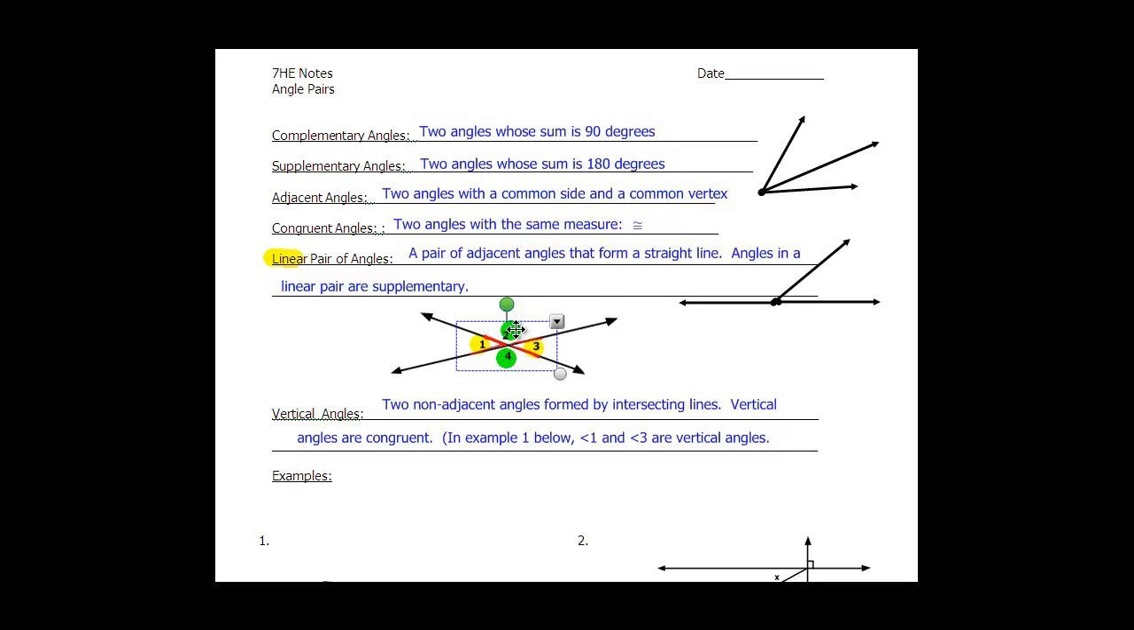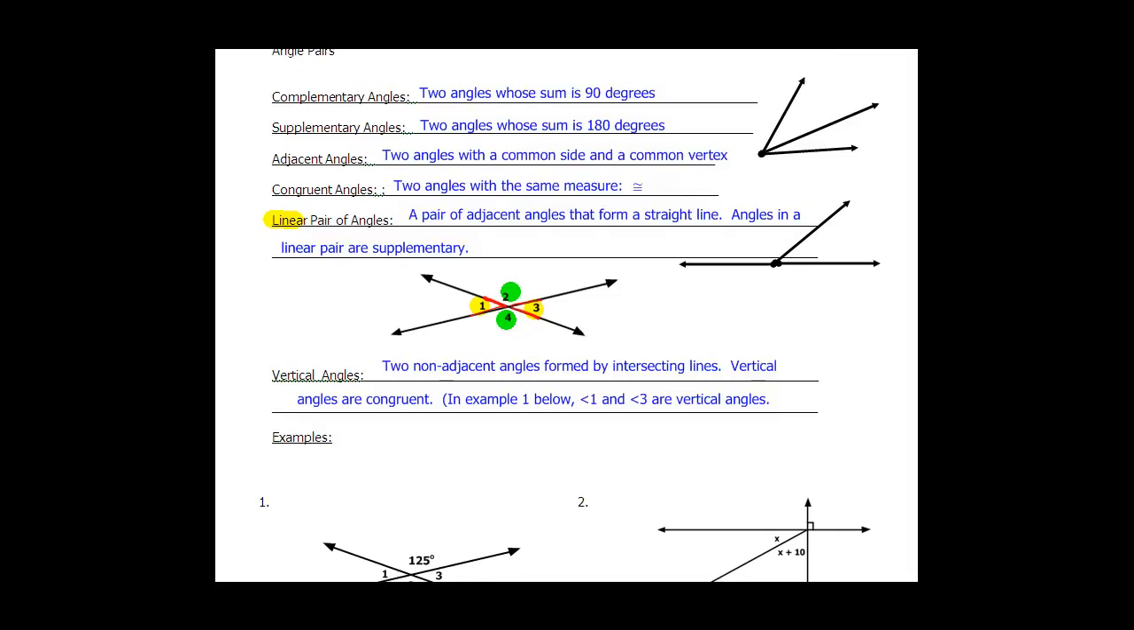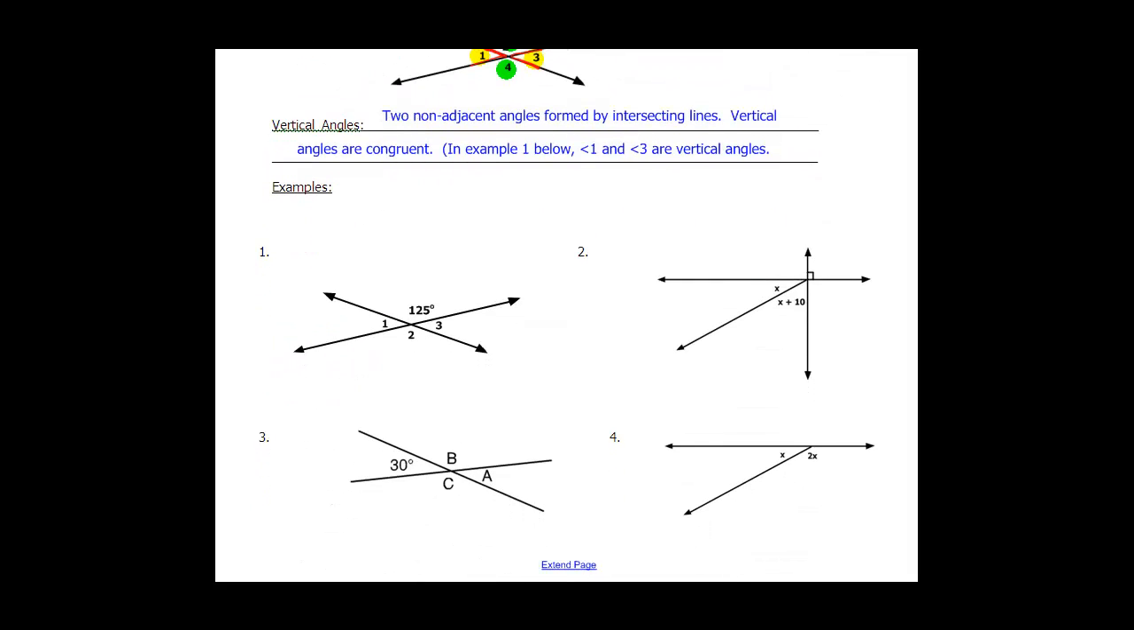And 1 and 2 are going to be supplementary because they are a linear pair. 2 and 3 are a linear pair. 3 and 4 are a linear pair. 4 and 1 are a linear pair. Make sense? All right, so let's look at how we solve problems with these. I actually love all the angle problems because they're pretty straightforward. So look at the first example. You should be able to fill in all of those missing angle measures.